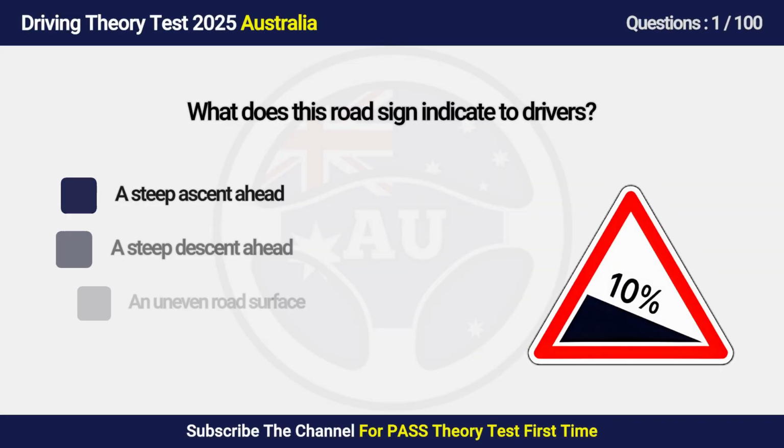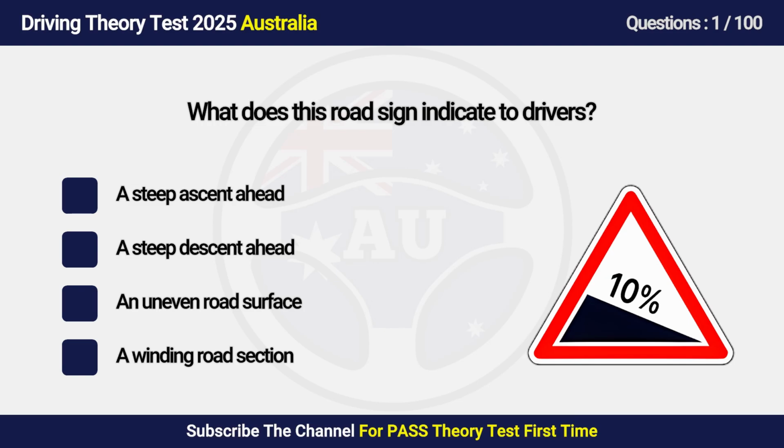Question 1. What does this road sign indicate to drivers? A. A steep ascent ahead. B. A steep descent ahead. C. An uneven road surface. D. A winding road section.